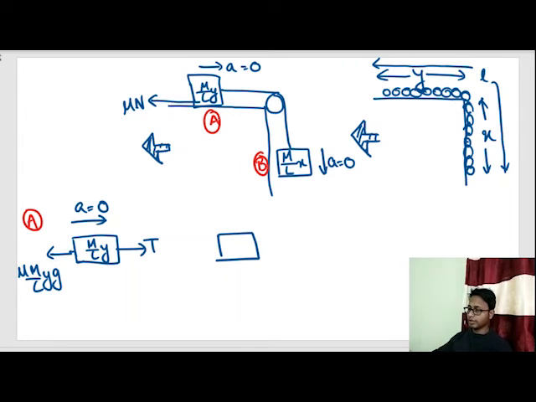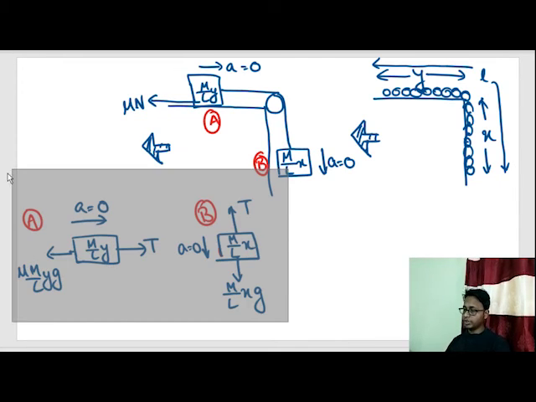Now for body B. The downward force is the weight, which is m by L x into acceleration due to gravity, and upward is tension, and the body is accelerating downwards with acceleration 0. So now let's copy these two to the next page.